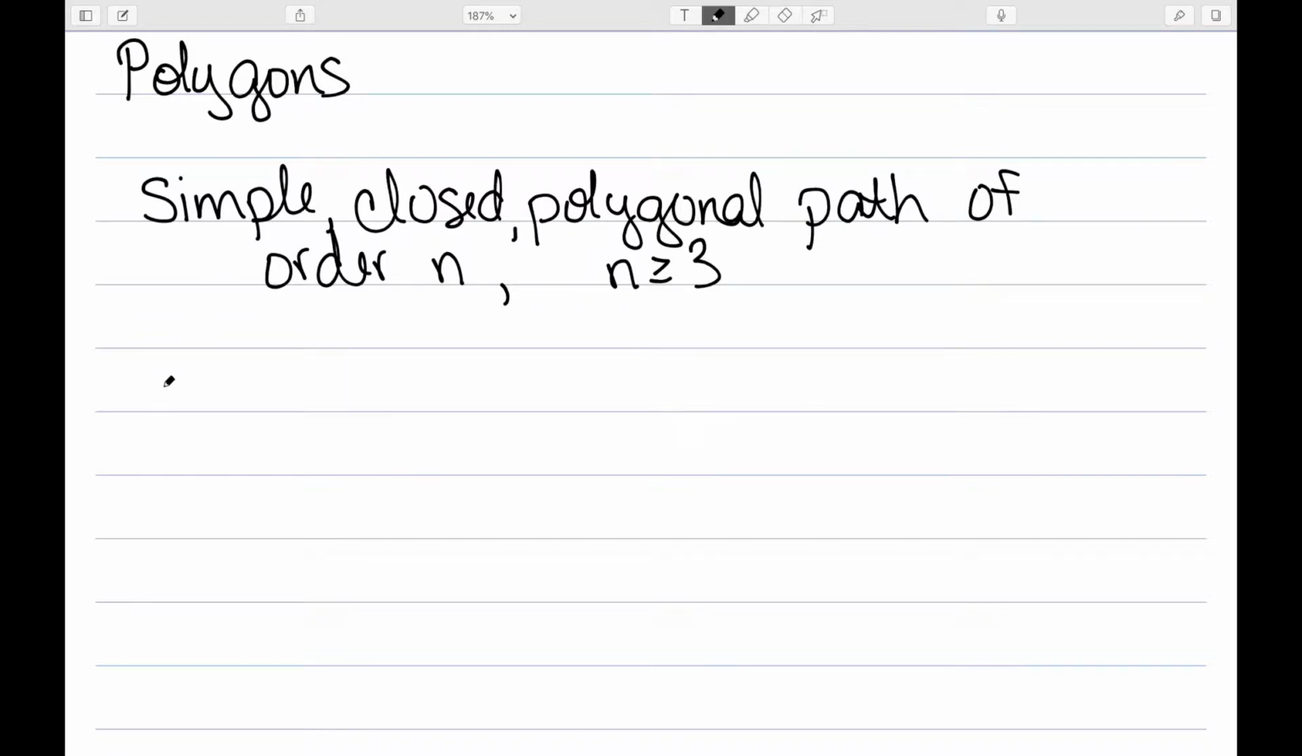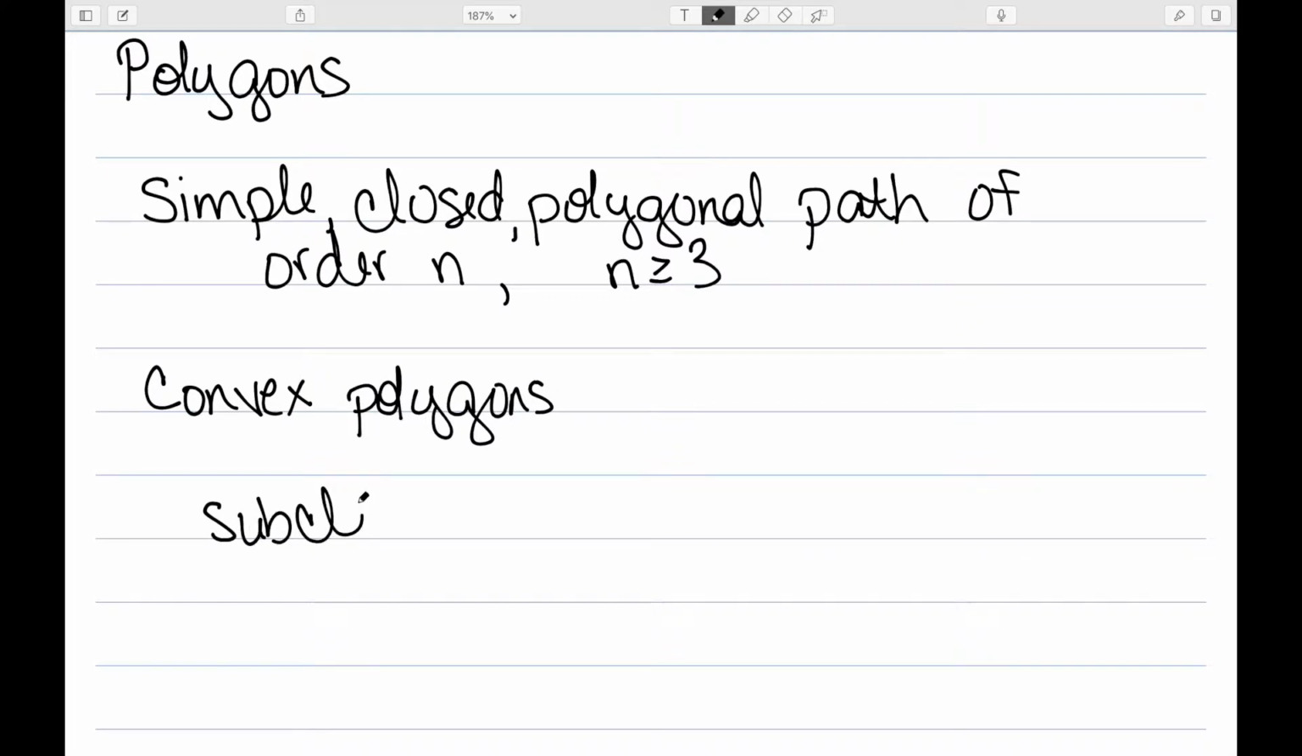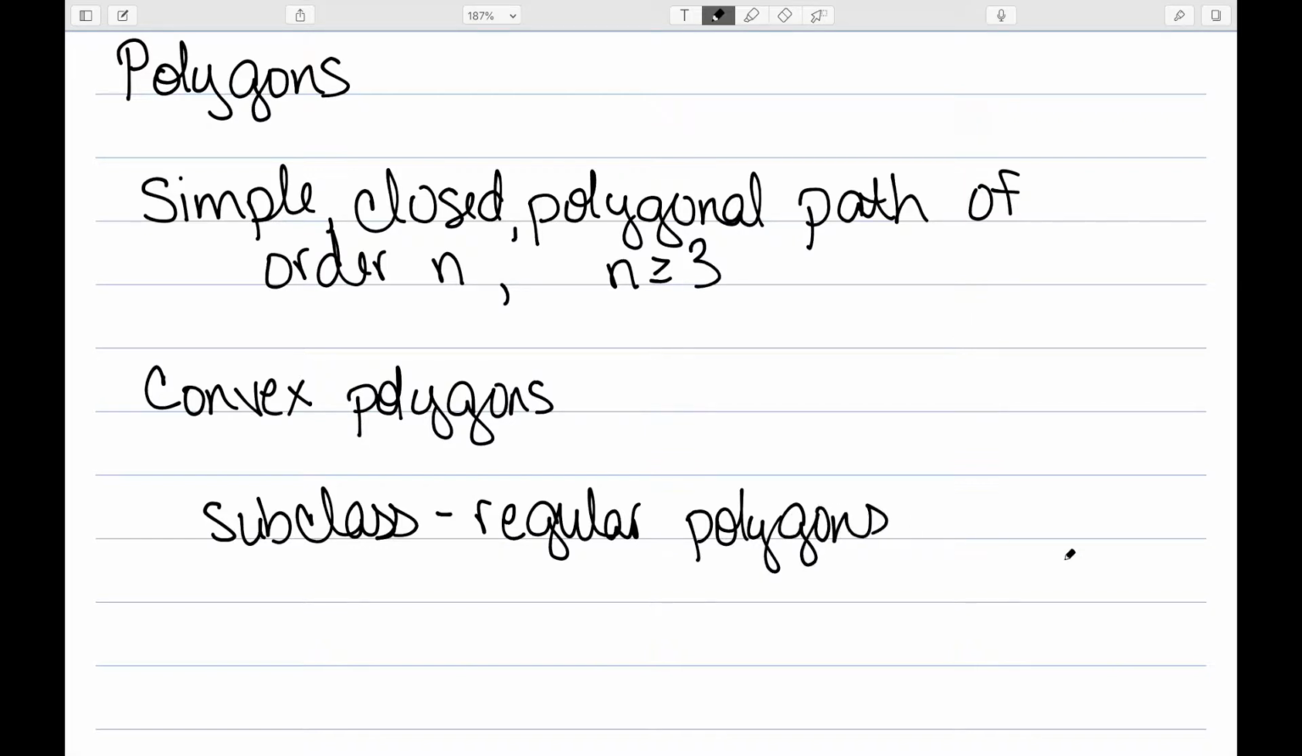And just like with quadrilaterals, I really want to consider convex polygons, which have the same idea and definition as quadrilaterals. If I expand out any one of the sides, the entire polygon should be on one side of that line. And I'm even going to go a little bit further. The real subclass of polygons that I want to consider are regular polygons. The idea here being that all of the sides are equal and all of the angles are equal.